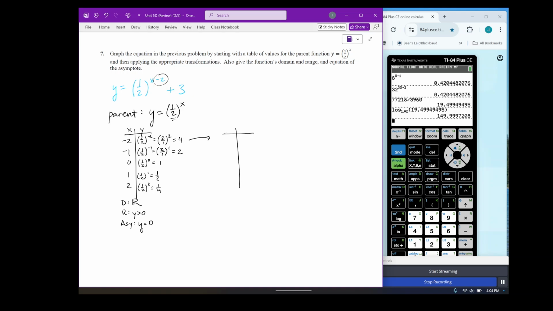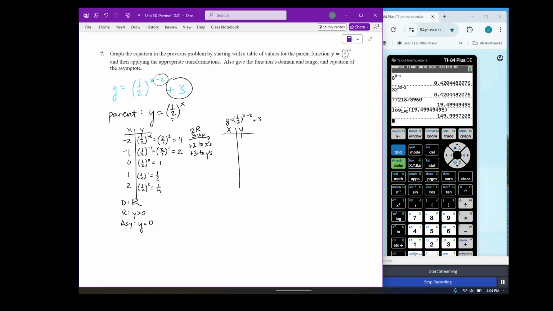So the -2, that's going to be 2 to the right. So add 2 to the x's. And then the +3 here is 3 up. So +3 to the y's, add 3 to the y's. So that gets us to the function y equals 1 half to the x minus 2 plus 3.